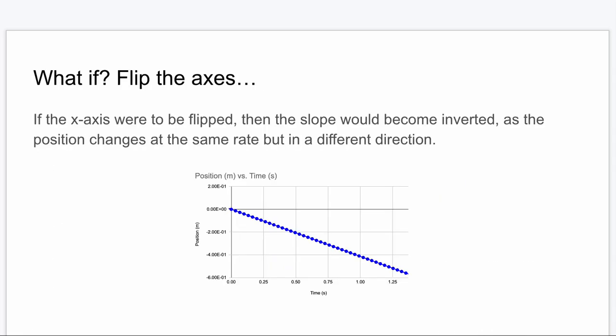What if we flip the axis? If the x-axis were to be flipped, then the slope would become inverted, as the position changes at the same rate but in a different direction.